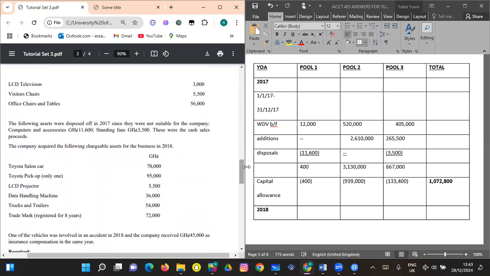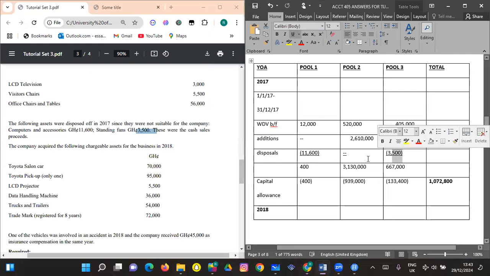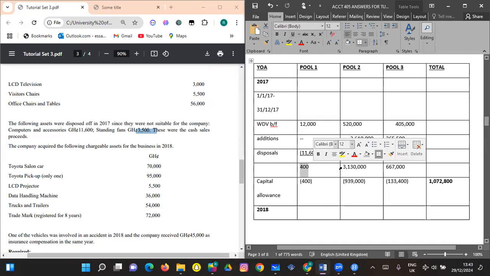So in 2017, we sold an asset from pool 1. And then we sold a standing fan, which is an asset in pool 3. So we subtract them and get our written down value. That would be what is allowed for capital allowance, right? So for this one, we are getting a capital allowance of the whole written down value.